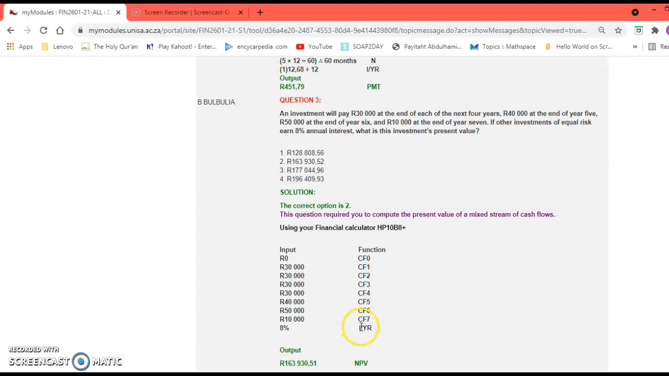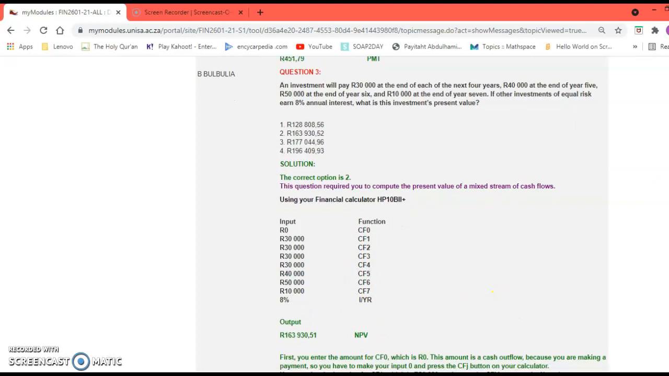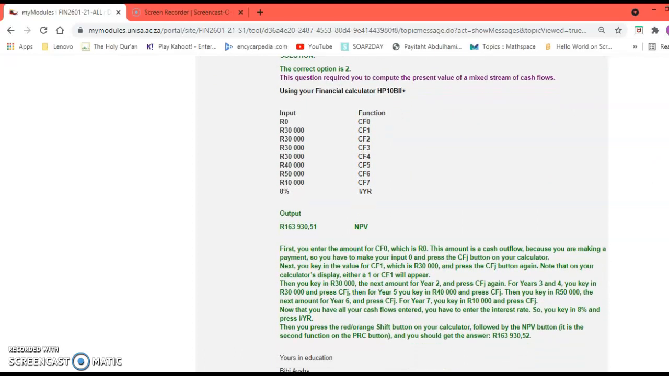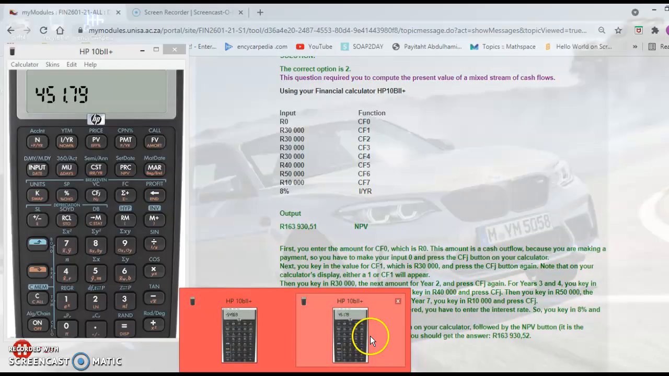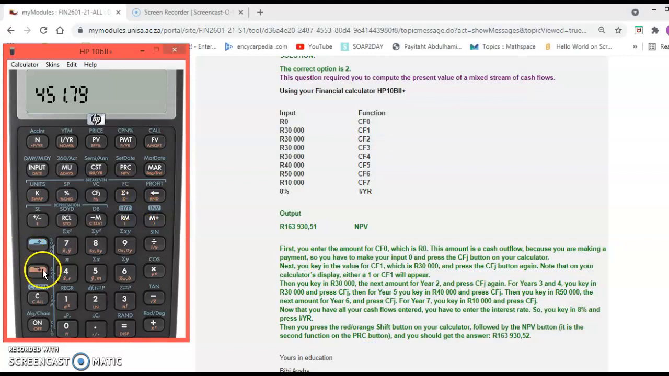So they want I, which is 8%, and they want us to calculate NPV, or the net present value. We're going to go through this together so that you can see exactly how to insert your figures onto your calculator. Again, remember, we're clearing memory by red arrow, shift, and C. We start off with 0 as CF naught, and click CF naught. Next, we go 30,000 and put it in as CF1.